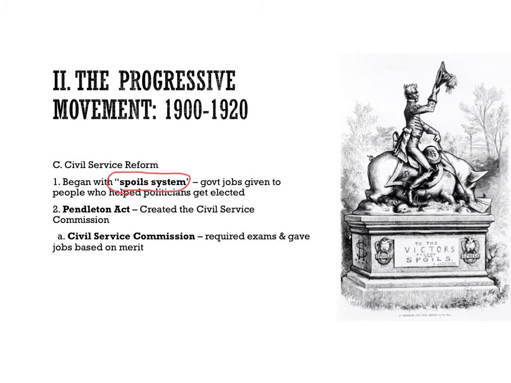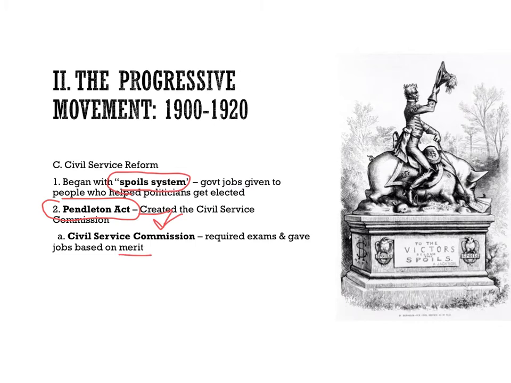Well, eventually Congress will pass the Pendleton Act. The Pendleton Act created a Civil Service Commission, which in effect said, hey, you're going to take exams and jobs have to be based on merit. So no longer are all jobs just handed out to your best friends. I know in modern times you're like, hey, that still happens. Yes and no.